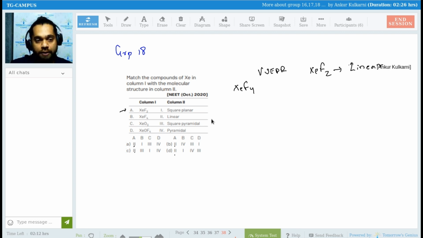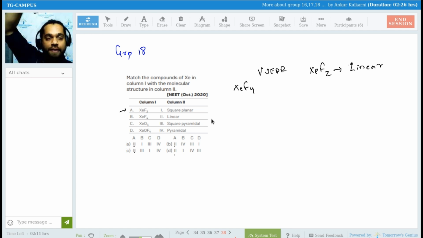Okay. Which one, Prashanti? The third one, C. Which is square pyramidal? XeF4. You are talking about square pyramidal, but we are asking about the shape, not the geometry. How can you make a square pyramid? For a pyramid, you require a fifth element also, no?